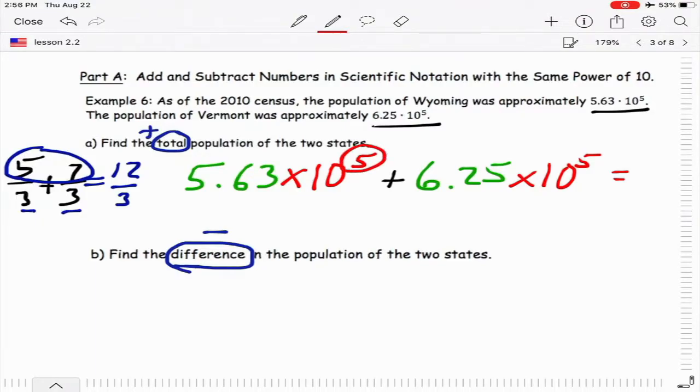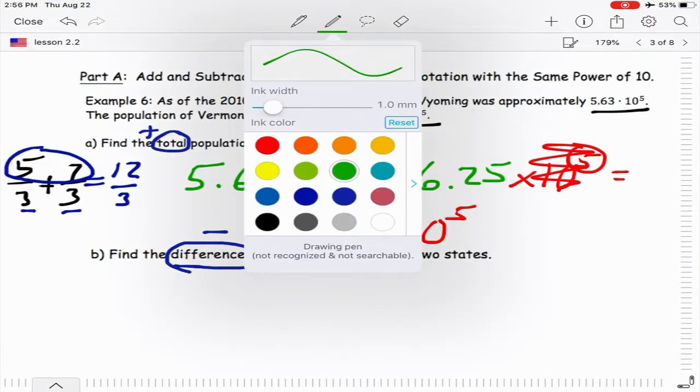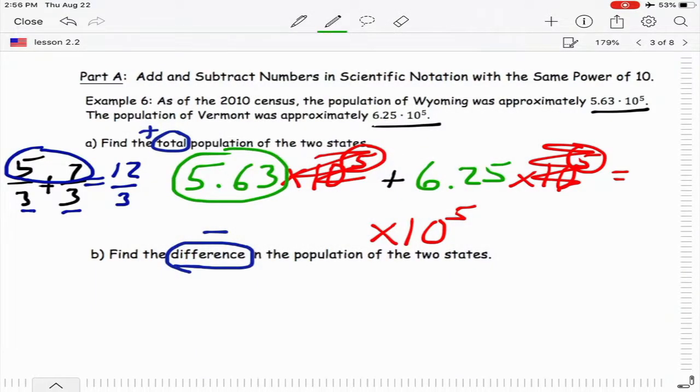Notice how your exponents are exactly the same. I got to make it clear: you can only add scientific notations if the exponents are the same. If they're different, you cannot. So because they're the same, you leave it alone, just like you left your denominator alone. So my answer is going to be times 10 to the 5th power. I leave it alone. And then I simply just add my a's. So I add 5.63 plus 6.25, and I get 11.88.